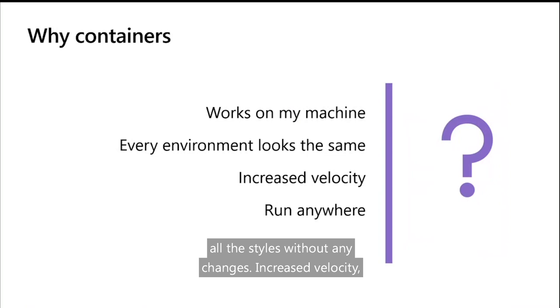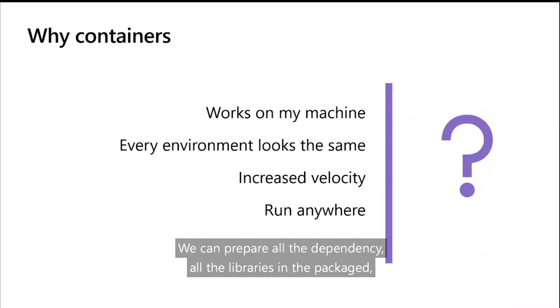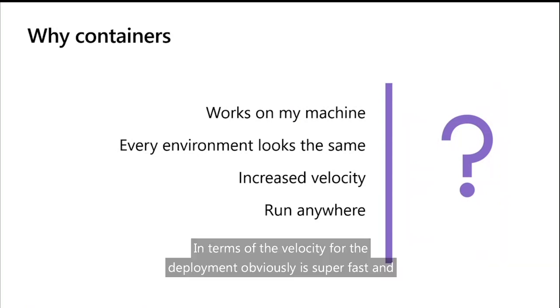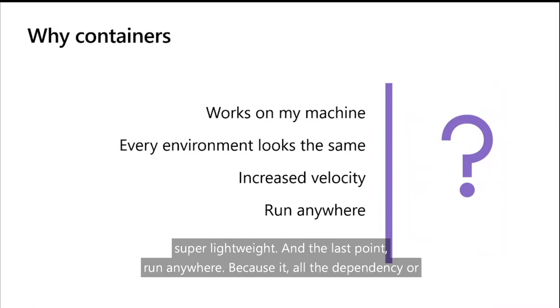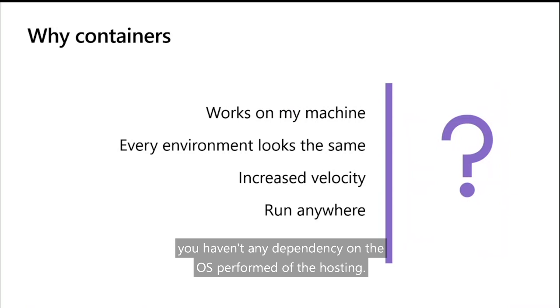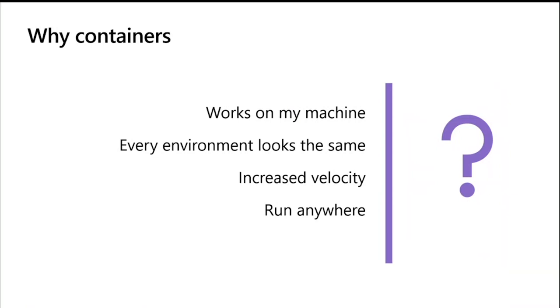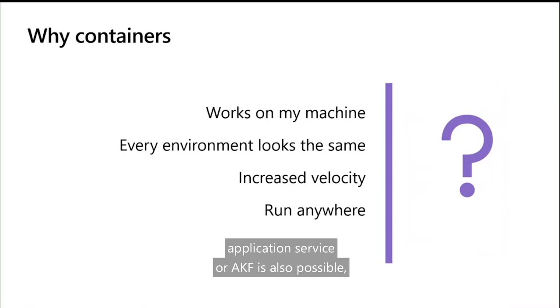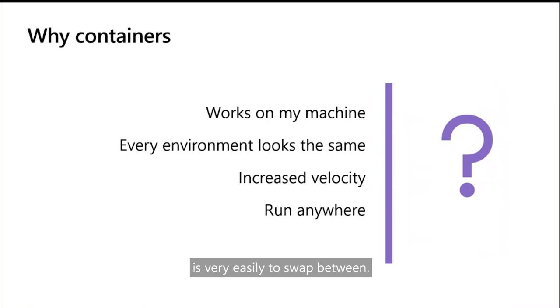Increase the velocity of deployment, because we get rid of the separate OS kernel, and we can prepare all the dependencies and libraries in the package in the containers. In terms of deployment velocity, it is super fast and super lightweight. The last point is run anywhere. Because all the dependencies are already packaged in the container, you don't have any dependency on the OS platform of the host, so you can make your container run very easily anywhere. Maybe you have a shared container running on ACI, ACR, App Service or AKS. This is also possible. It's very easy to swap between them.